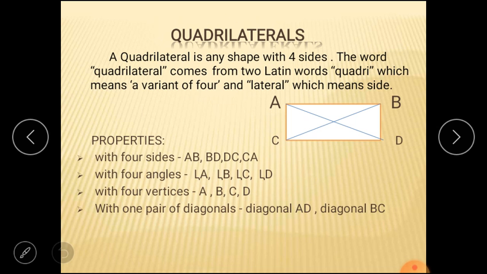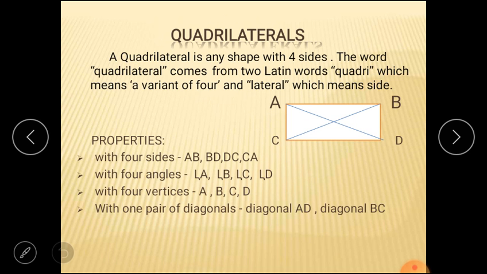Next, diagonals. Which are the diagonals? Diagonals connect 2 non-consecutive vertices. Non-consecutive vertices means vertices that are not continuous, next to each other. Look at A and D. B doesn't come in between. So this one is called AD. The diagonal is AD. And the next diagonal is BC.